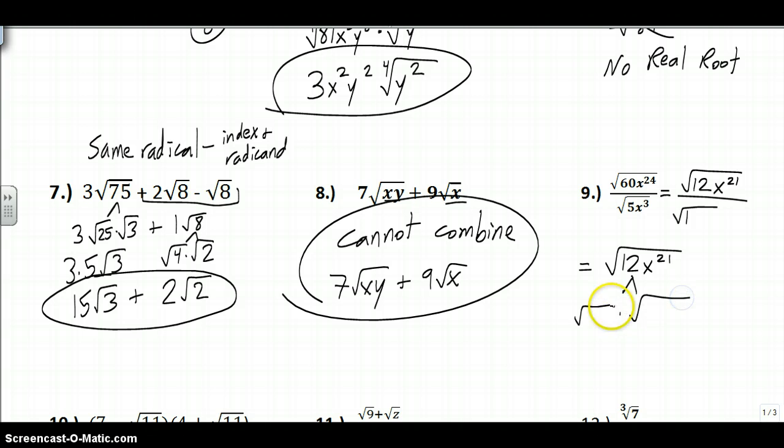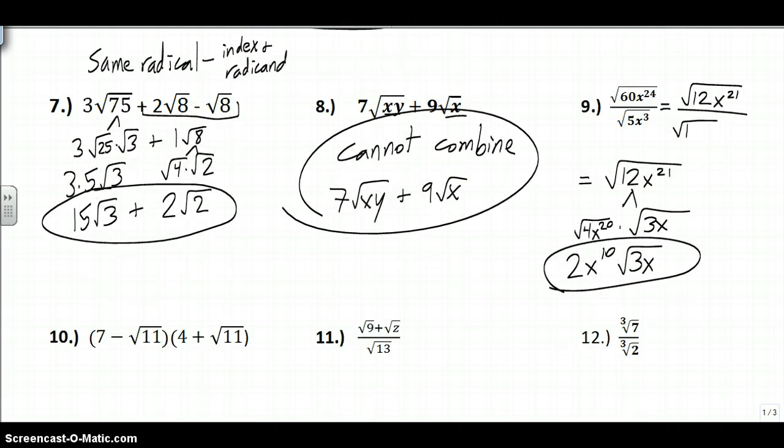Let's see. Square root of 12 breaks down into 4 and 3. X to the 21st, what's the largest perfect square? Well, that would be x to the 20th with 1x left over. So you get 2x to the 10th, square root of 3x. No absolute values necessary because that came out to be an even power for x. So far, so good.